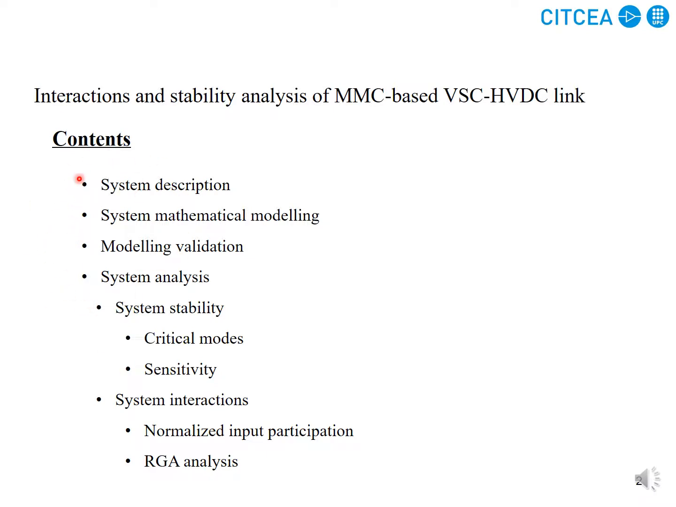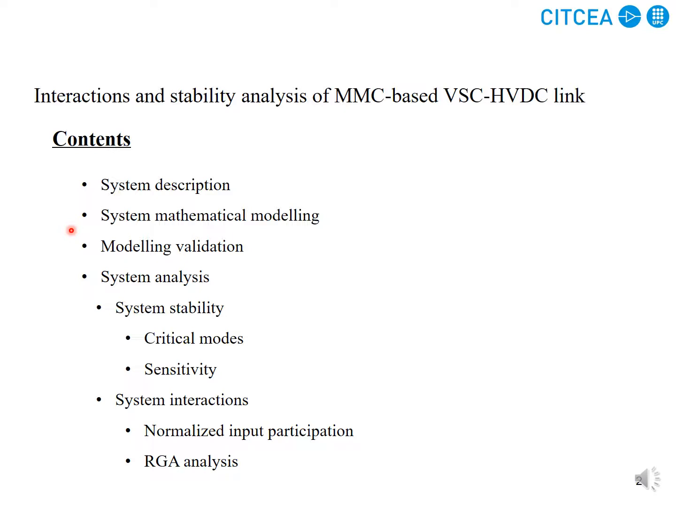This is the contents. First, we are going to talk about the system. What are the parameters of the system? What is the configuration? Then we will cover the system mathematical modeling. We are not going to talk about the details, but mostly about how we can derive state space equations of the control system, electrical circuit, cable, and how to combine them together.